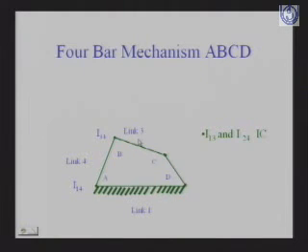Similarly, the instantaneous center at the intersection of link 3 and 4 is called I34. The intersection point between link 2 and link 3 is called I23. Similarly, link 2 and link 1 give I12. Now these 2 instantaneous centers are fixed. They cannot move from this position. So that is why these 2 centers are the fixed centers.